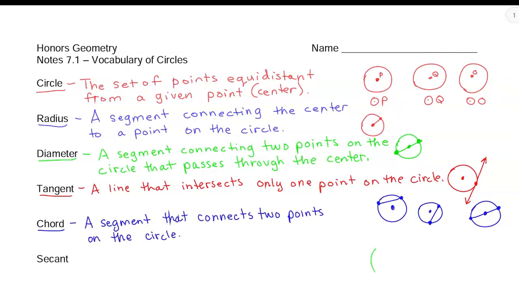Our final definition is for secant. A secant is a line that intersects two points on the circle. So this is like a tangent line, but a tangent line only intersected one point. A secant will intersect two points on the circle.